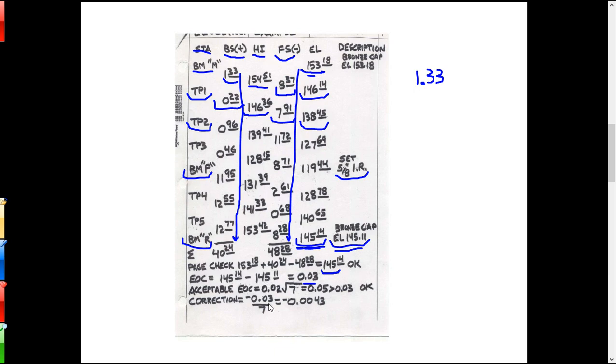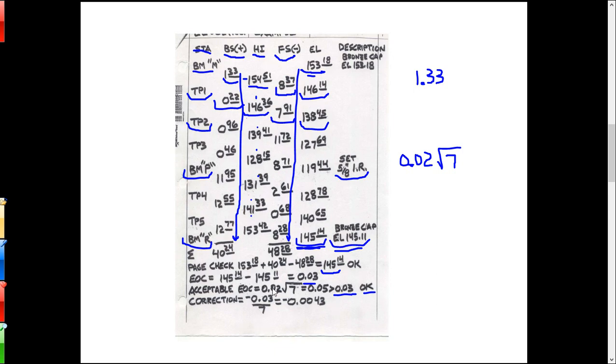We can then check and see if that's acceptable error, and there are many ways to do that. For construction surveying, you take 0.02 times the square root of the number of setups, which in our case would be 7, because we have 7 HIs: 1, 2, 3, 4, 5, 6, 7. When we get that, we get 0.05. I rounded to that. That's greater than our error of closure, the 0.03. So we're okay. We're within acceptable error. But we still want to correct the error.